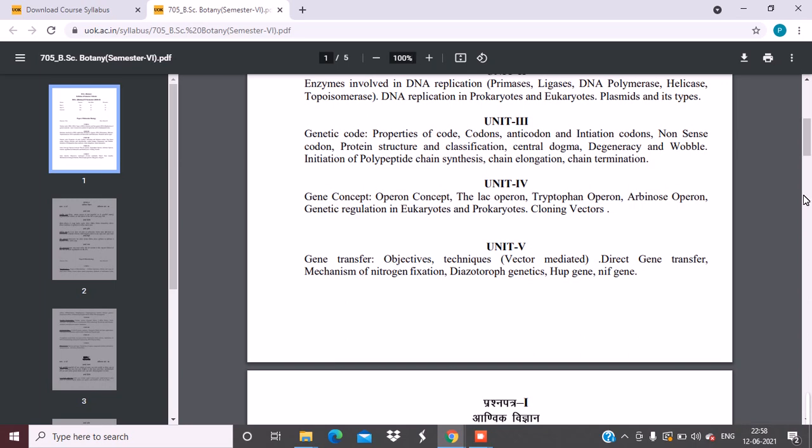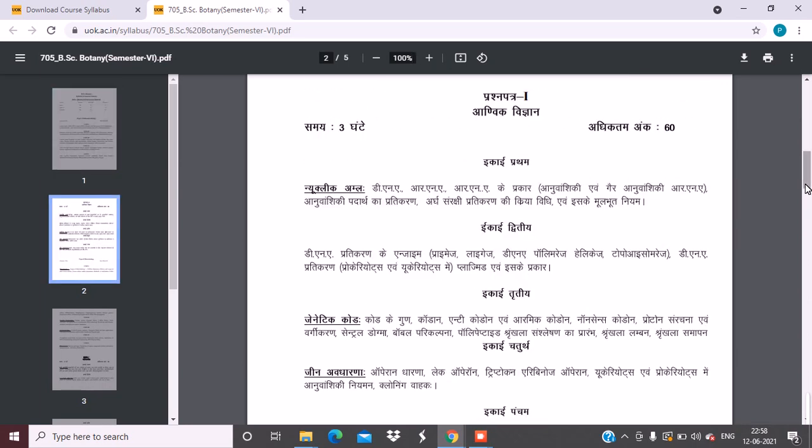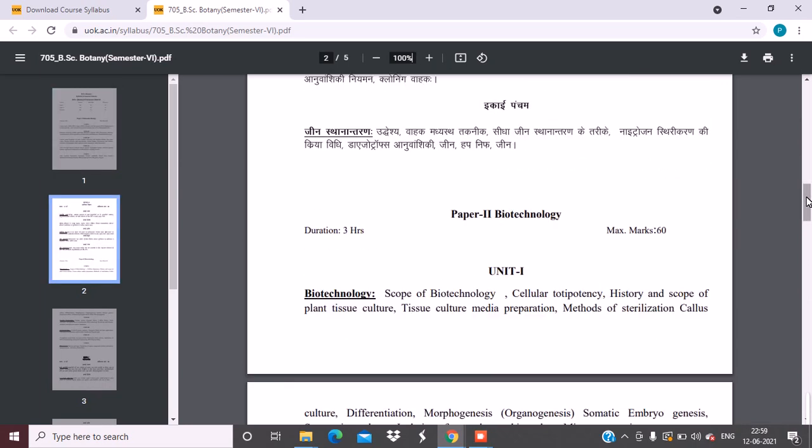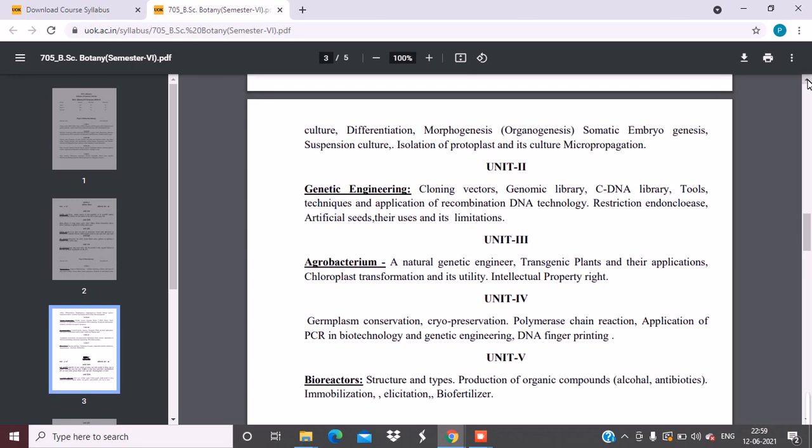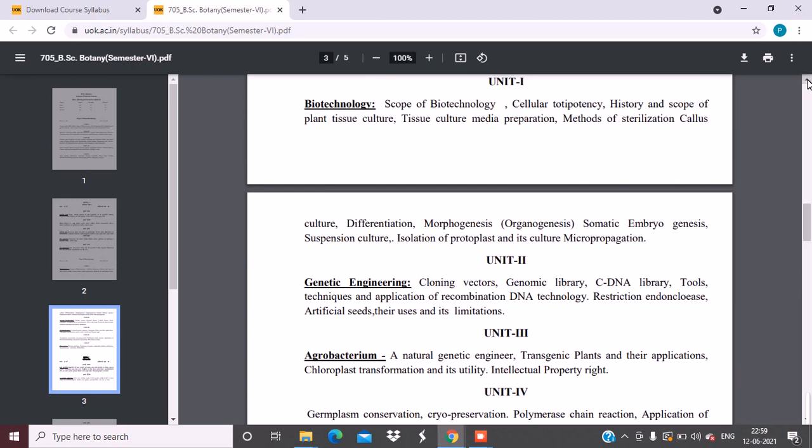Now the next paper is biotechnology. In unit first, the topics are scope of biotechnology, cellular totipotency, history and the scope of plant tissue culture, media preparation, methods of sterilization, callus culture, differentiation, morphogenesis, somatic embryogenesis, suspension culture, isolation of protoplast and its culture, micropropagation.